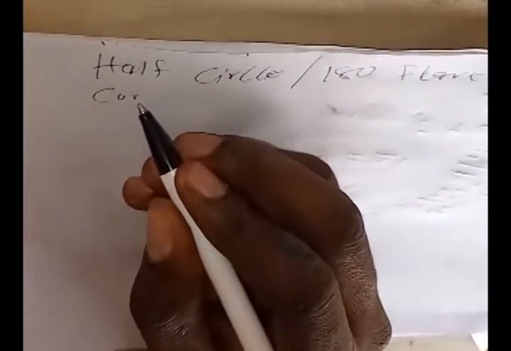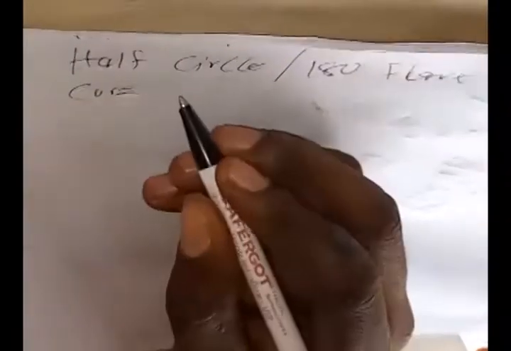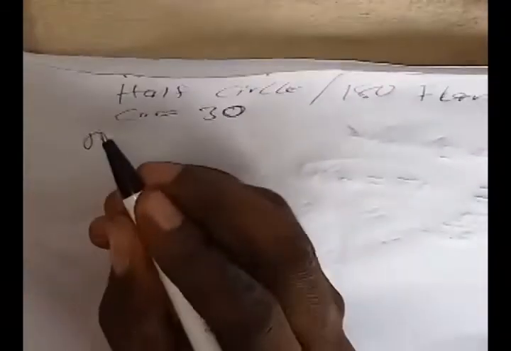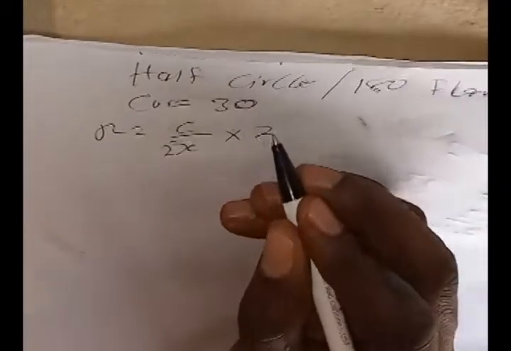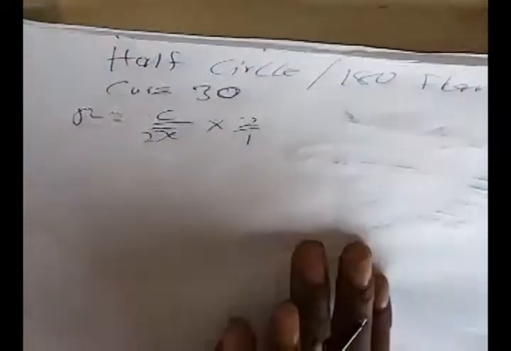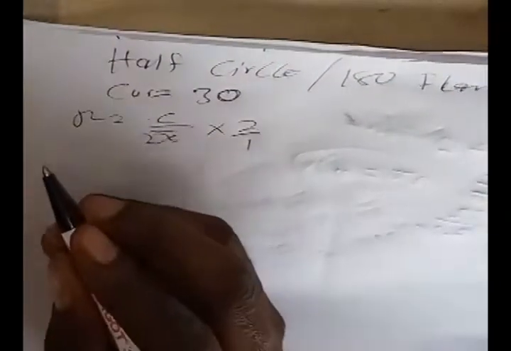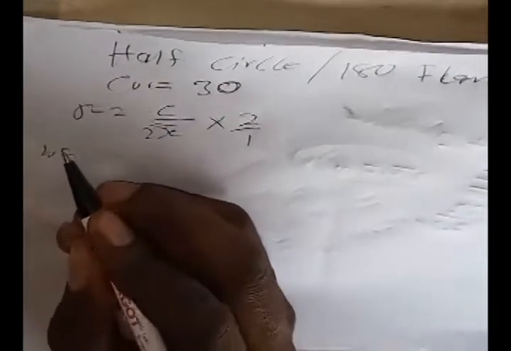So we're going to take the circumference, the waist circumference that you measure. The one I'm working on is 30. But we need a radius. So radius equals C over 2 pi times half. That's the formula for radius. We don't need a circumference, we need a radius.